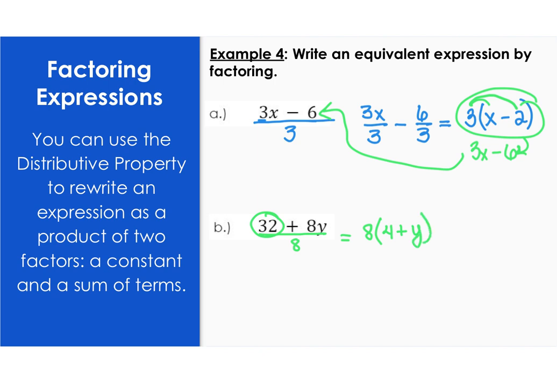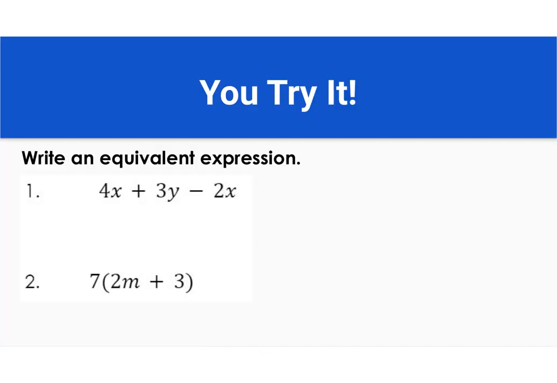Let's double check that and make sure it goes back. So we have 32 plus 8y. Okay, your turn. You try it.